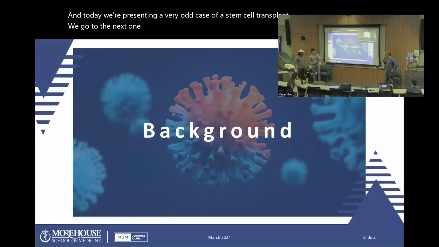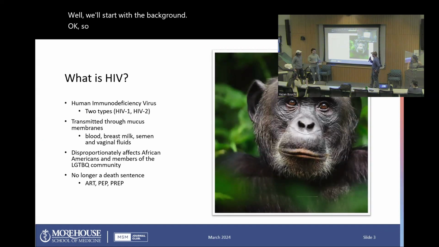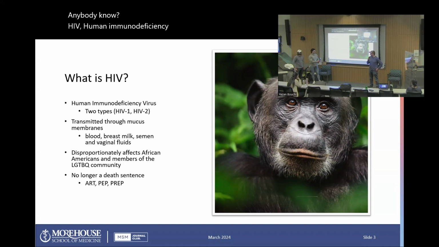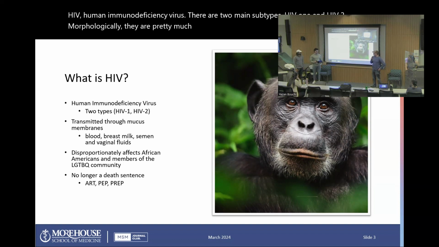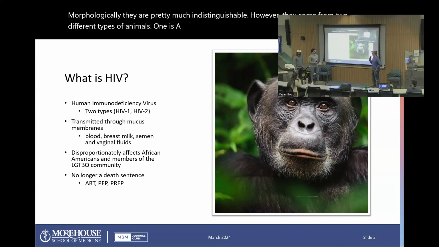But we'll start with the background. Okay, so what is HIV? Anybody know? HIV, human immunodeficiency virus. There are two main subtypes, HIV-1 and HIV-2. Morphologically, they are pretty much indistinguishable. However, they come from two different types of animals. One is a primate, one's a monkey.